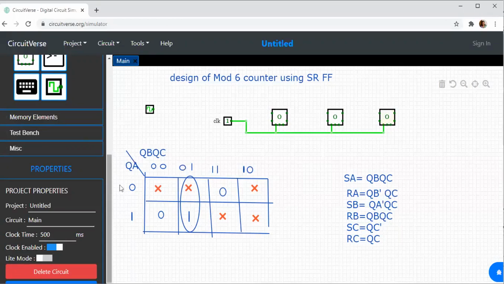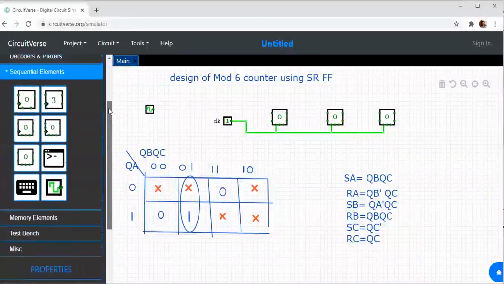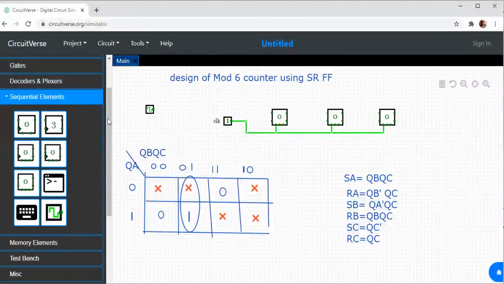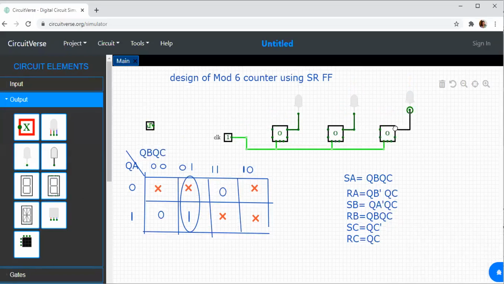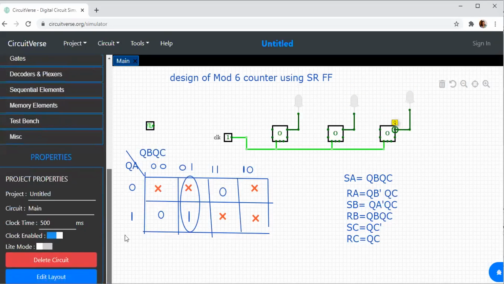Now what is S and R? Now I've connected a clock. Let us see what is SA and RA. Before that, we can connect our outputs QA, QB and QC. So here I'll be having my output QA. This is my output QB. And I can have the output QC over here. So I have QA, QB and QC as the output.